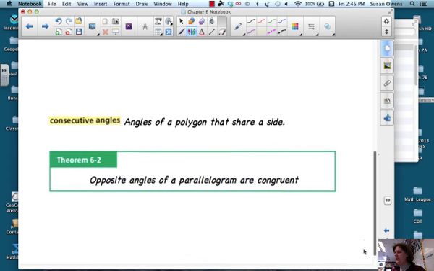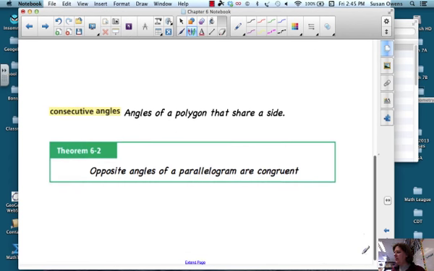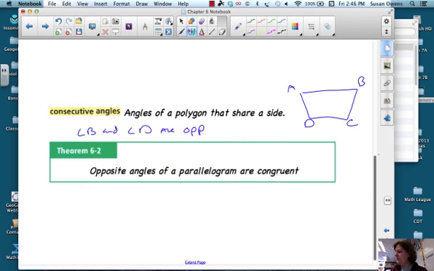Next, we have a definition, consecutive angles. These are angles of a polygon that share a side. So if I draw a quadrilateral A, B, C, D, angle B and angle D are opposite, and angle A and angle B are consecutive, because they share a side.